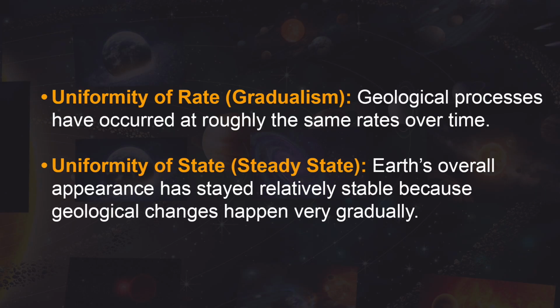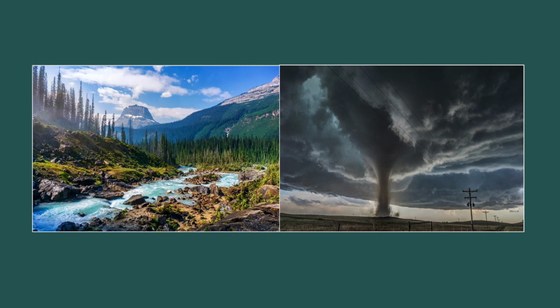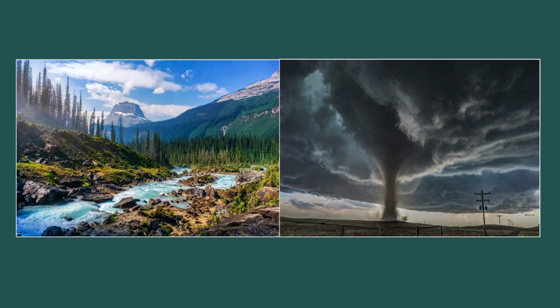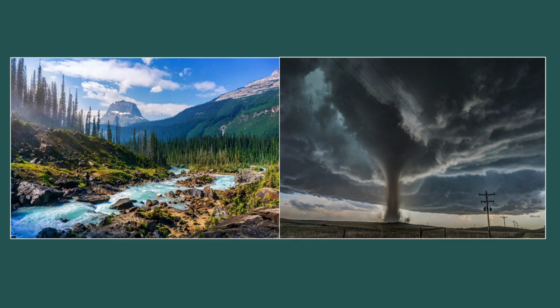Uniformity of state, steady state: Earth's overall appearance has stayed relatively stable because geological changes happen very gradually. Although many earth scientists accepted these principles as foundational for scientific research, others criticize the theory, arguing that nature is not perfectly uniform and includes irregular or sudden events.